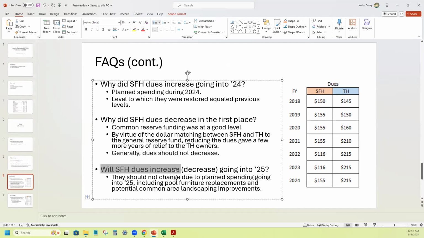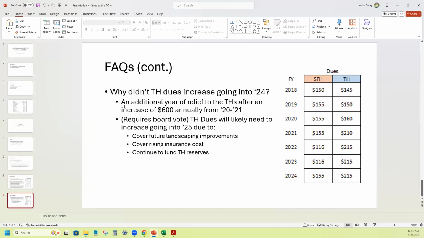So the question, will single family home dues increase or decrease going into 25? I really don't see a reason why they should increase, but they certainly shouldn't decrease either. So they should not change due to the planned spending going into 25, which we've talked about, including pool furniture possibly being replaced and possible continuations to the common area landscaping improvements, possibly at the entrances.